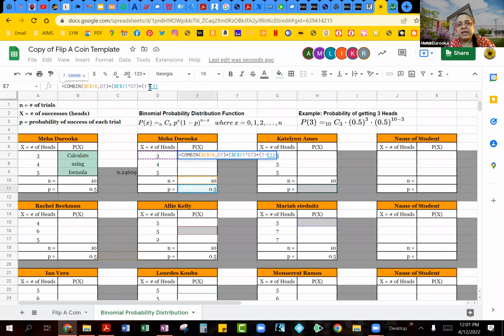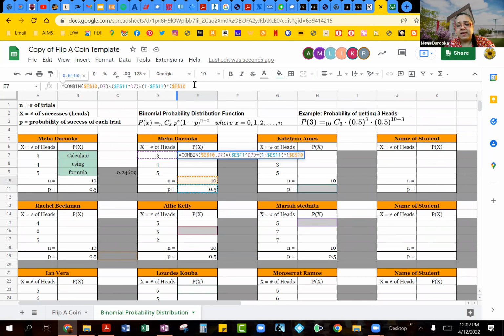So again, you can use cells to do it, or you can just type in 0.5 in there. I'll leave that up to you. But since I'm keeping it as 1 minus P, that will need to be in parentheses and then raise it again. And this one will be 10 minus 3. So click on 10 again, since that's a static cell. I'm going to put dollar symbols around it again. And then 10 minus 3.